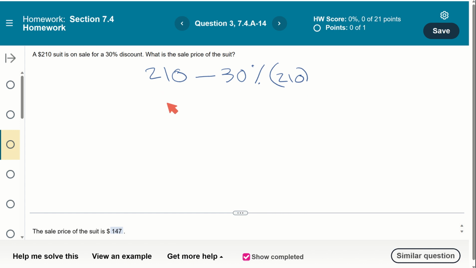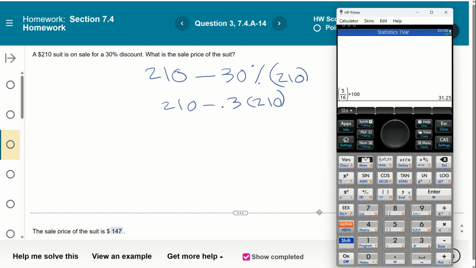So all we have to do now is calculate that. Now 30%, that's 0.3, right? So 210 minus 0.3 times 210 is what we need to calculate. Okay, so 210 minus 0.3 times 210. And that's where we get our final result. So $147 is the sale price.